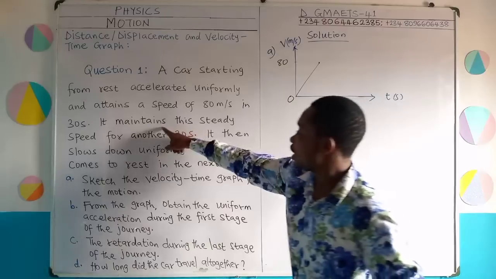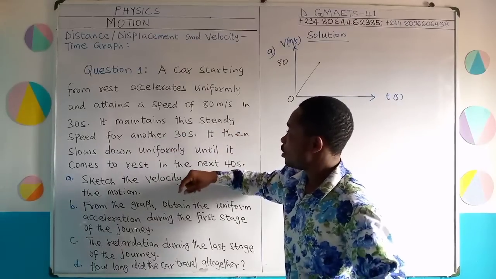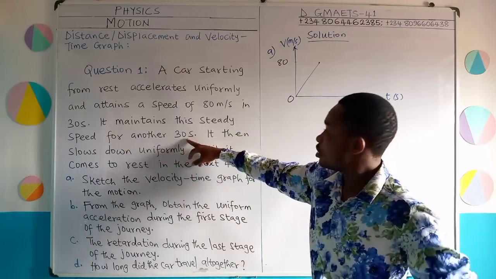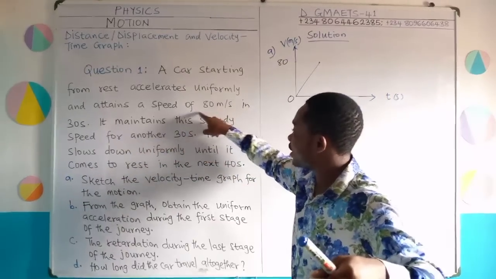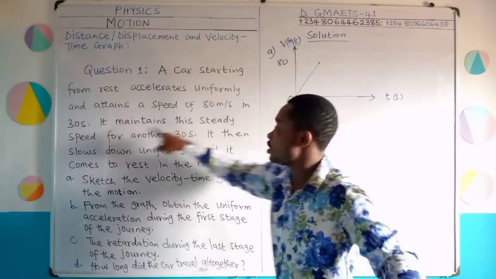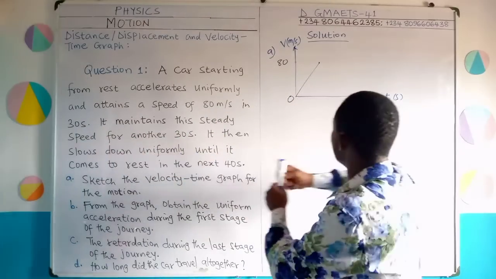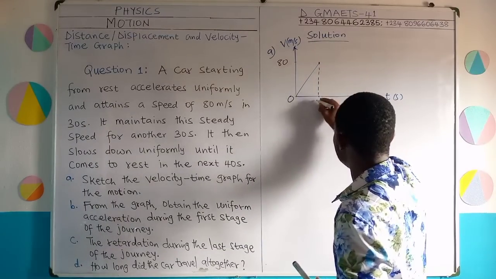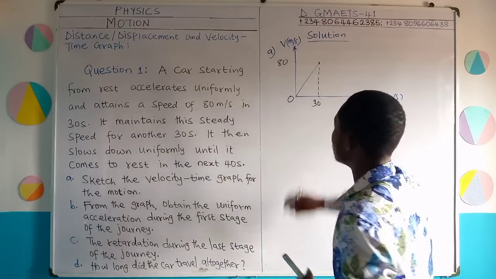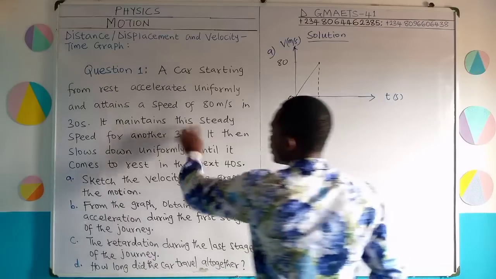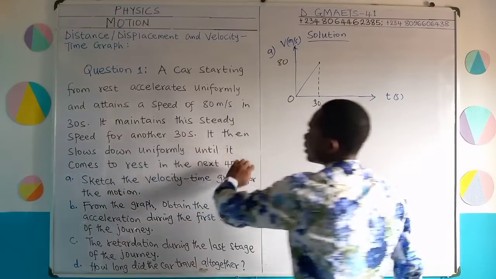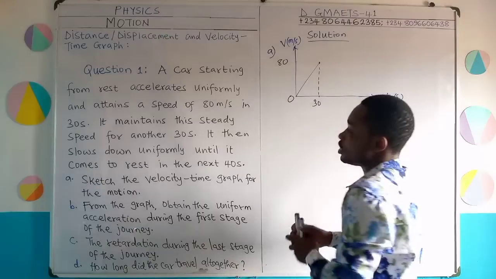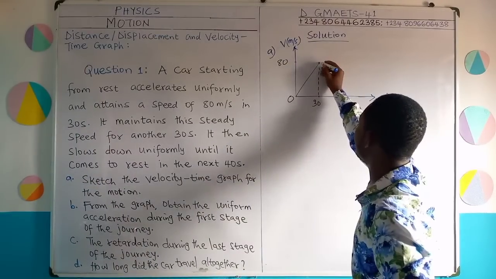Now, it maintains this speed for another 30 seconds. But take note that when it attained a speed of 80 meters per second, the time is 30 seconds. So if I trace it down, the time here will be 30 seconds. Alright, now it maintains this steady speed for another 30 seconds. This speed of 80 meters per second, it maintained it for another 30.